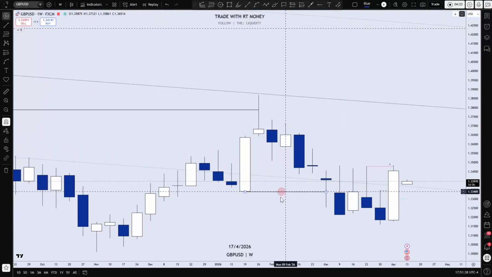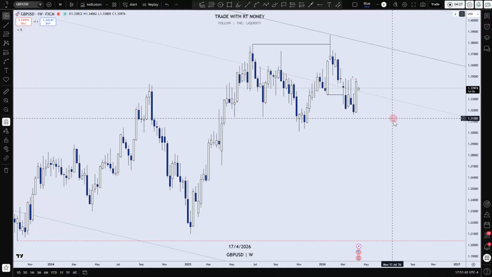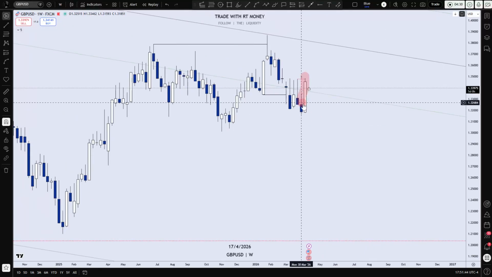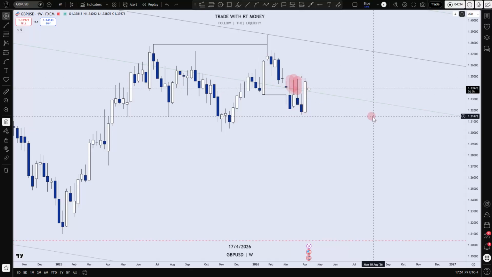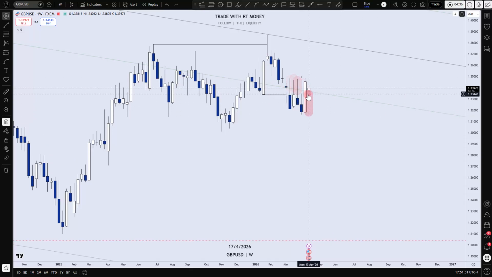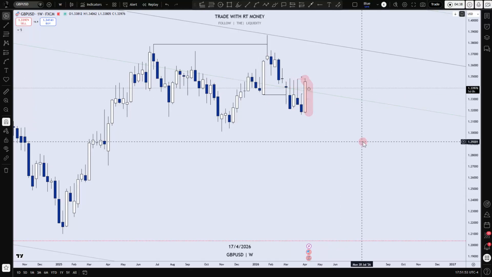Let's go to the weekly. Let me get out of this first. On the weekly, what can we see? Last week, it closed very strong bullish. Look at these rejection candles. This is a rejection block, right? The market closed near the top of that rejection area.